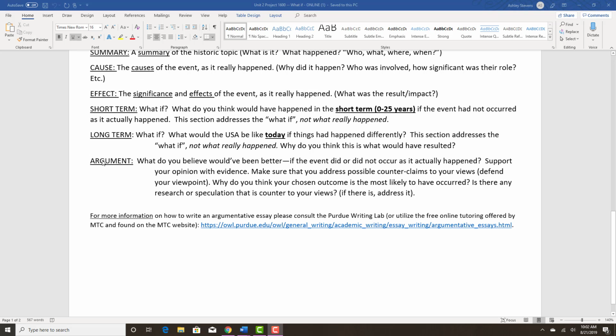You also need to make sure that it's in the correct format, double spaced, Times New Roman, 12-point font. Don't do anything weird with the margins, 1-inch margins.